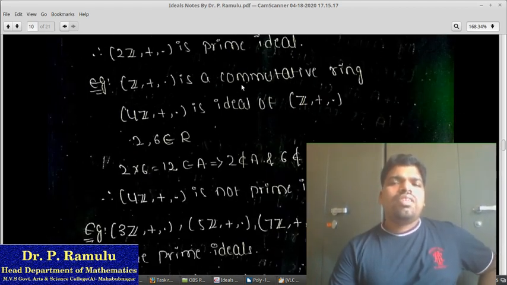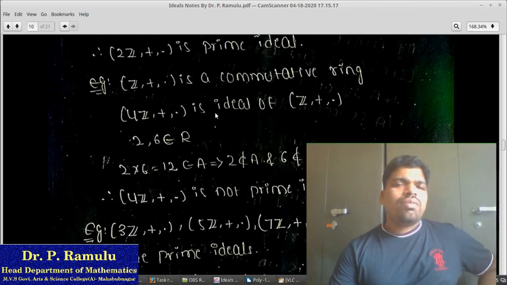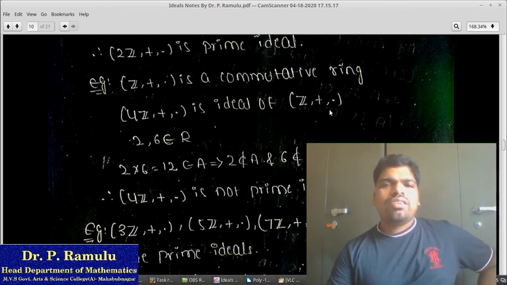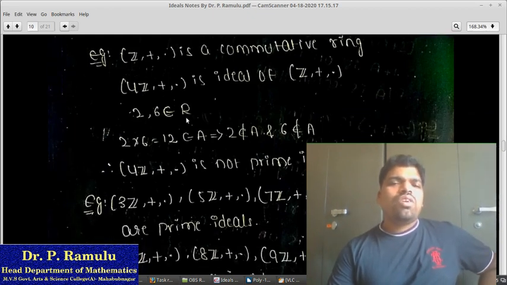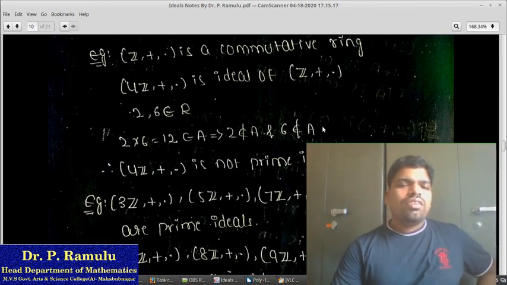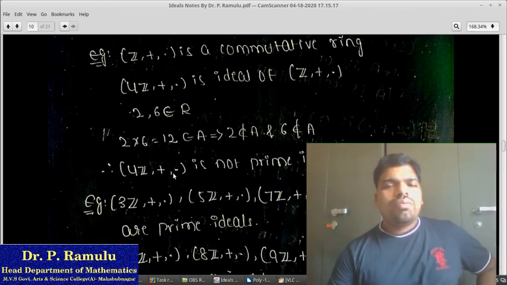Z, plus, dot is a commutative ring and 4Z, plus, dot is an ideal of Z, plus, dot. 2, 6 belongs to R. 2 into 6 equal to how much? 12. 12 belongs to A. 2 does not belong to A and 6 does not belong to A. Therefore 4Z, plus, dot is not a prime ideal.